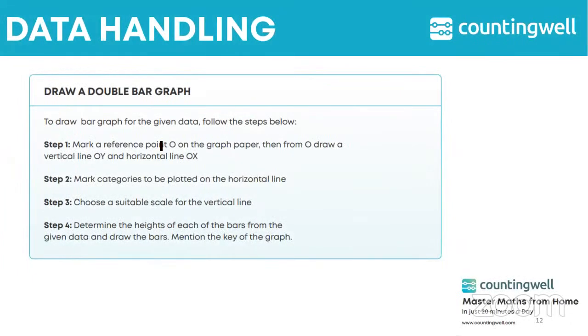Again, we are going to mark a reference point O, and then we are going to draw vertical line OY and horizontal line OX. Then we are marking categories to be plotted on the horizontal line and suitable scale for vertical line. Then we have to determine heights of each of the bars from the given data and draw the bars. Then we have to mention the key of the graph.